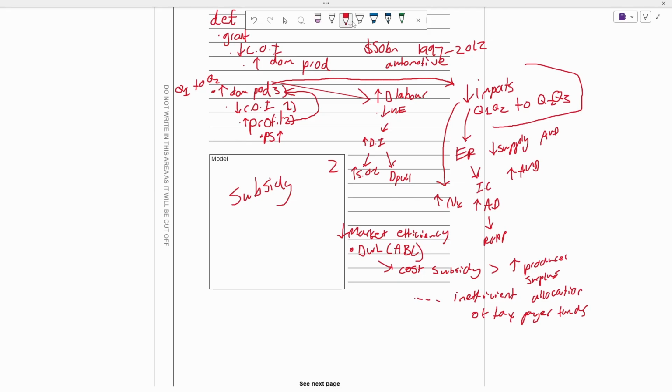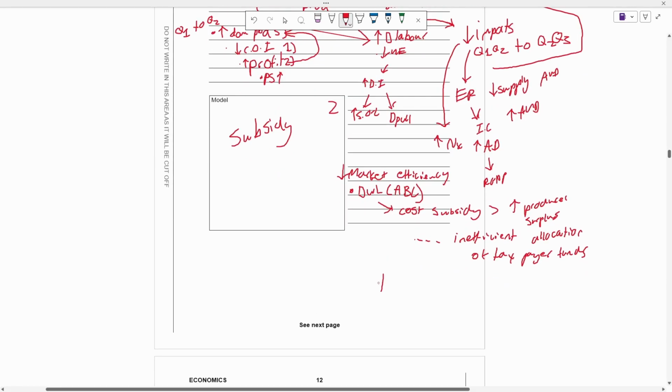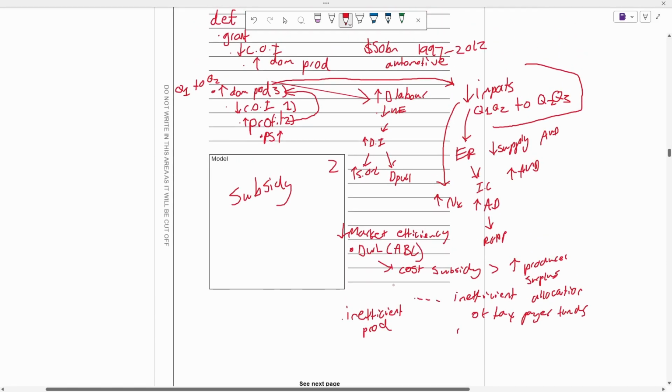The extra things that you could also talk about: total surplus. And another thing that I like to include, and I reckon you guys should also include, is how inefficient producers are still able to produce, right? So that's going to lead to an inefficient allocation of resources such as labor. That's another thing you should add.